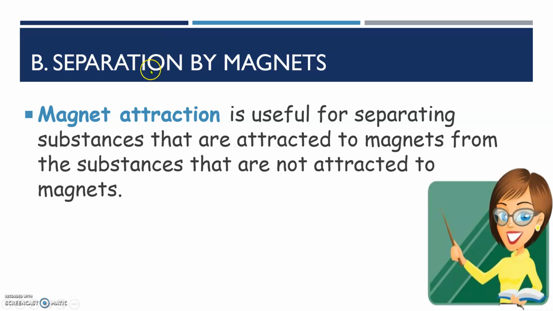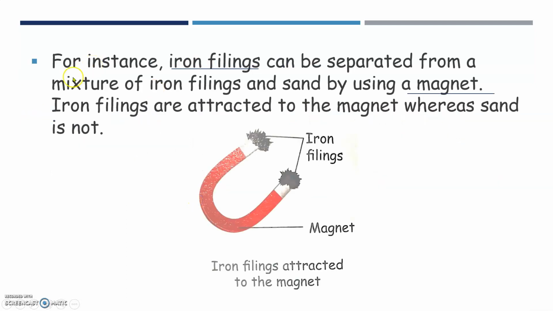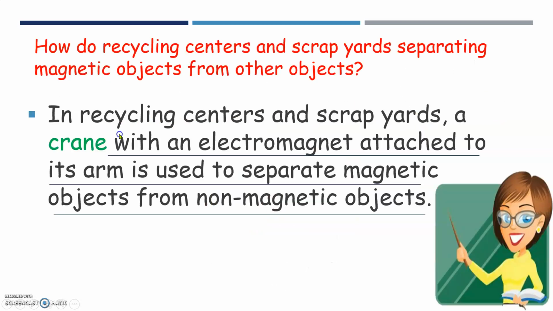Separation by magnets. Magnet attraction is useful for separating substances that are attracted to magnets from the substances that are not attracted to magnets. For instance, iron filings can be separated from a mixture of iron filings and sand by using a magnet. Iron filings are attracted to the magnet, whereas sand is not.